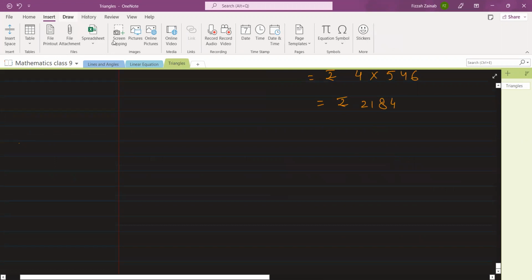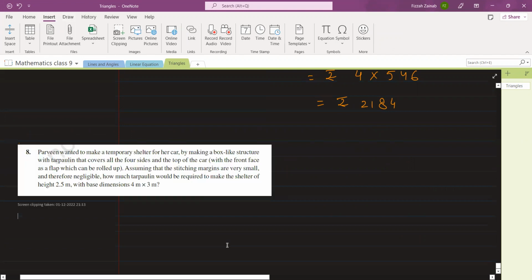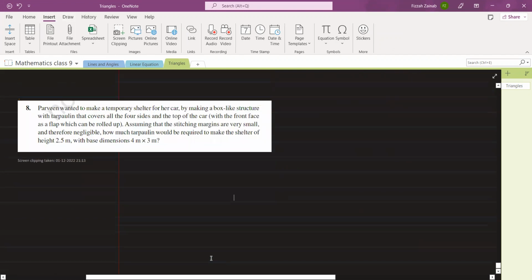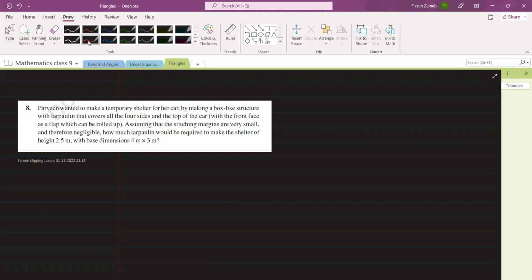Okay, the last question now, question number 8. Parveen wanted to make a temporary shelter for her car by making a box-like structure with tarpaulin that covers all the four sides and the top of the car, with the front face as a flap which can be rolled up. So I hope you understand it, right?